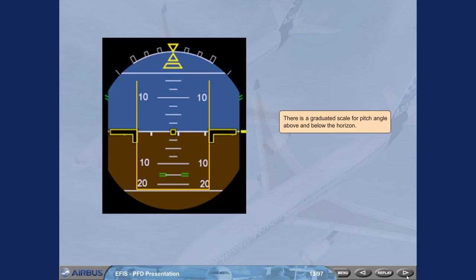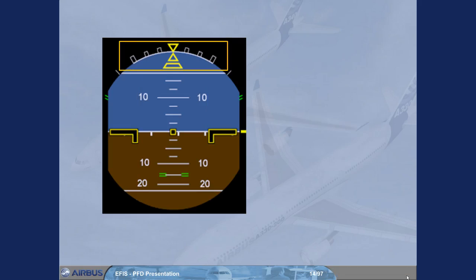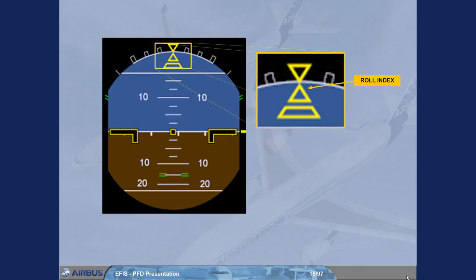Bank angle is displayed at the top of the indicator. Each graduation represents bank angle of 10 degrees. The roll index triangle moves against a fixed scale to show the bank angle.